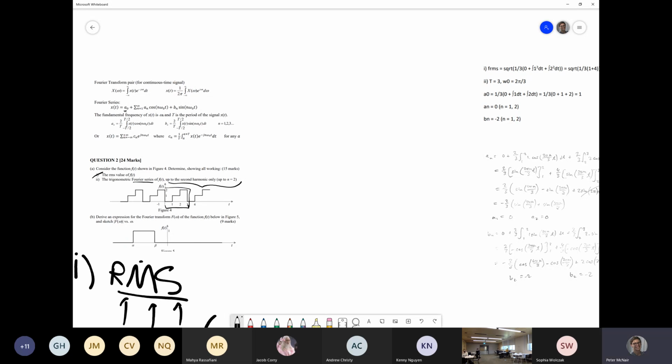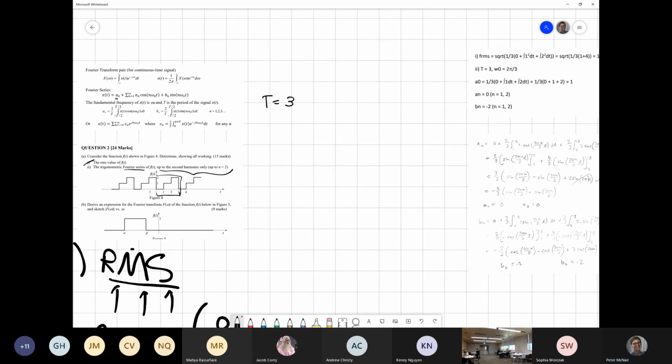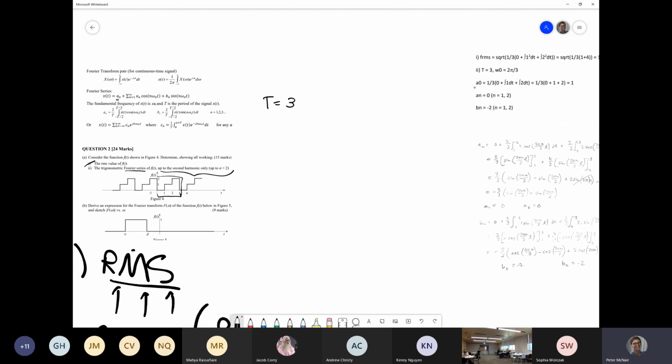It's 1. How did you figure that out? It's just the area under the curve divided by the period. Yep, exactly right. So our period is equal to 3. And the area under our curve, we can just think about it in blocks, right?